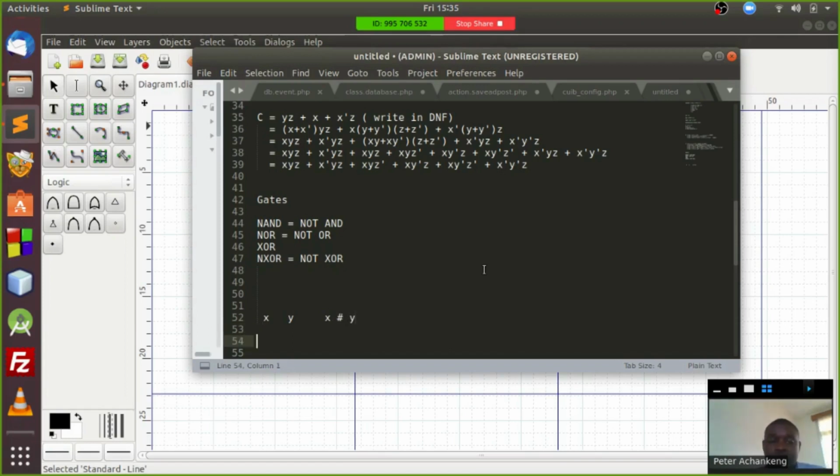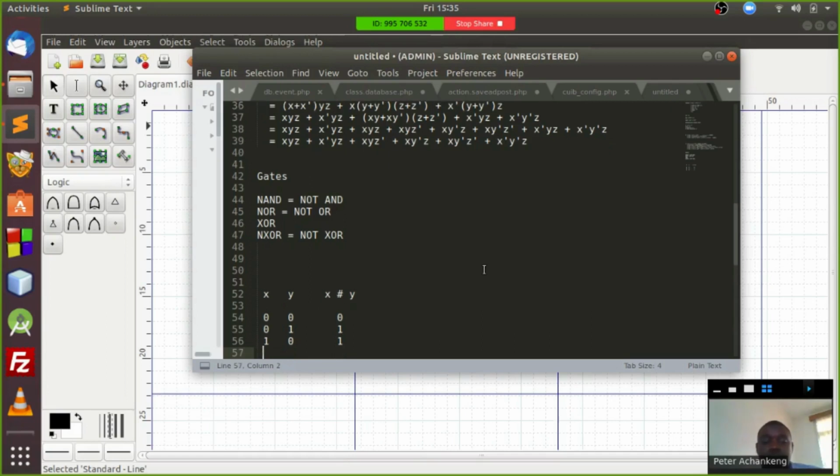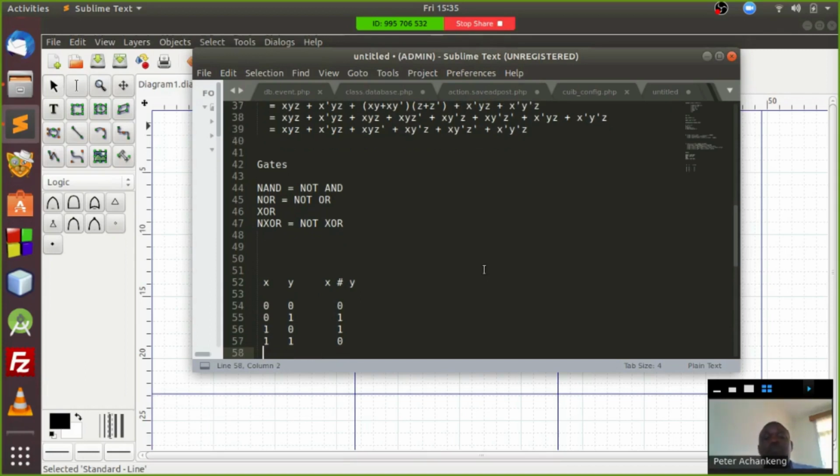So if we follow the order, we start with 0, 0, and 0. 0 or 0, exclusive, is 0. The next is 0, 1. 0 or 1 exclusive is 1. Now 1 or 0? 1, okay. Now 1 or 1? 0, okay.